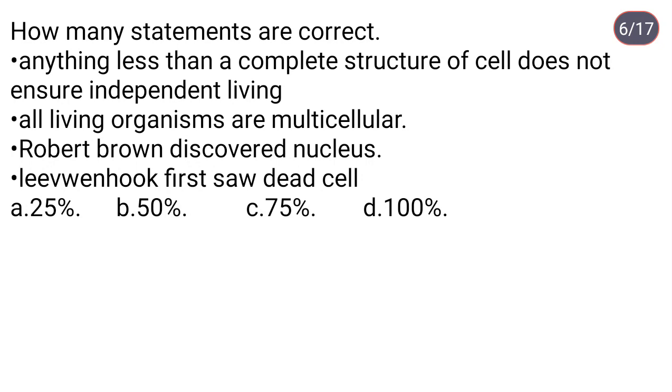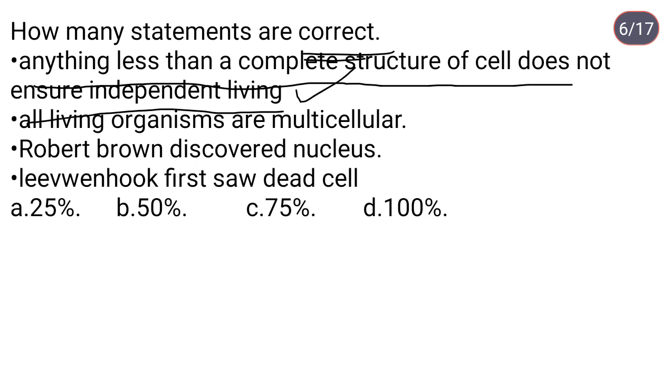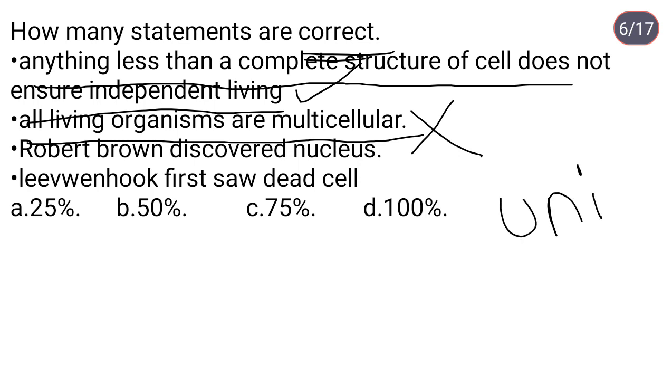So the next question is, how many statements are correct? So we should find out the correct statements. Anything less than a complete structure of a cell does not ensure independent living. This is absolutely a correct statement. The second statement says that all living organisms are multicellular. This is a wrong statement, because some living organisms are unicellular also. And the third statement says that Robert Brown discovered the nucleus. This is a correct statement.